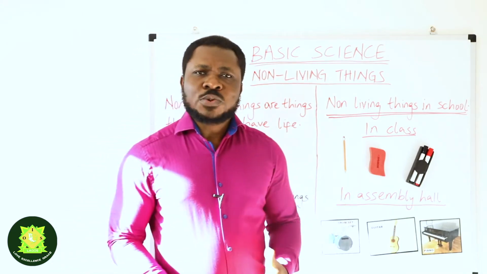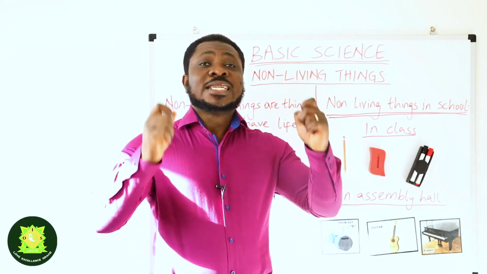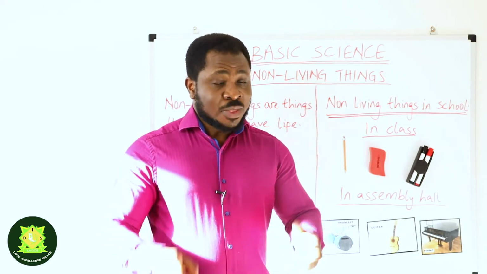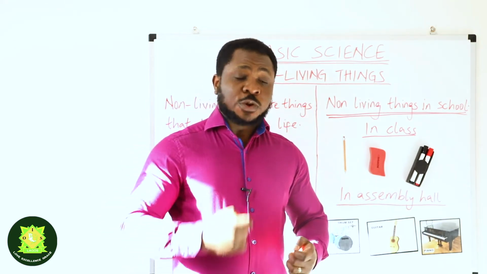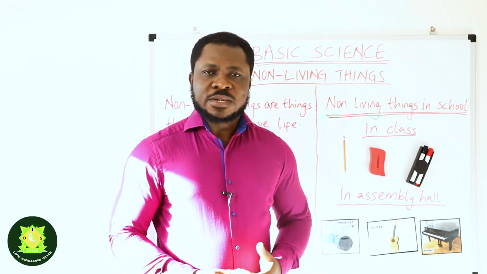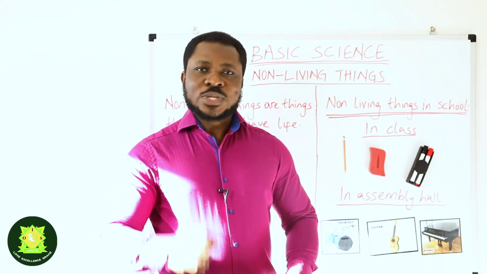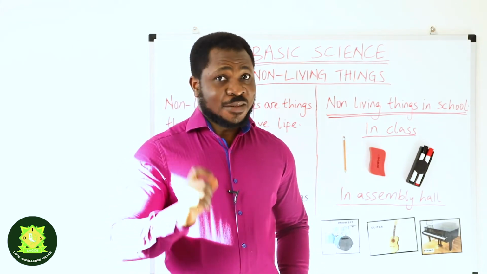So these are examples of non-living things, and they are non-living things because they cannot carry out the activities that living things carry out. They cannot reproduce, they cannot move on their own from one point to another, they cannot take in food, they cannot breathe in and breathe out, they cannot feel. So that's why they are non-living things.